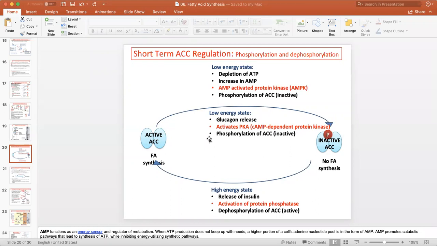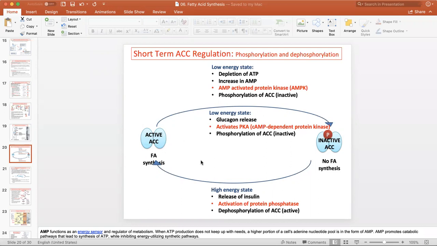Some enzymes are activated when they are phosphorylated, whereas some enzymes are activated when they are dephosphorylated. So it's very important you differentiate these enzymes and remember which one is activated when phosphorylated and which one is inhibited when phosphorylated, okay? Let's take the example of acetyl-CoA carboxylase. In the high energy state, there is release of insulin and the acetyl-CoA carboxylase is activated when it is dephosphorylated. So we see a phosphate over here, we don't see a phosphate over here. That means it is active when it is dephosphorylated. So just by common sense, you can think that acetyl-CoA carboxylase is activated when it is dephosphorylated.